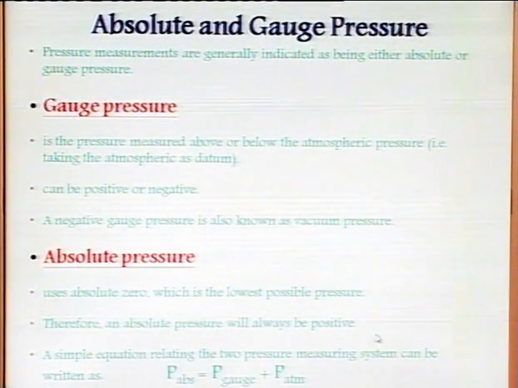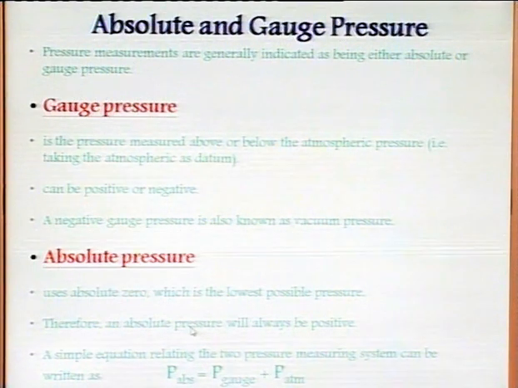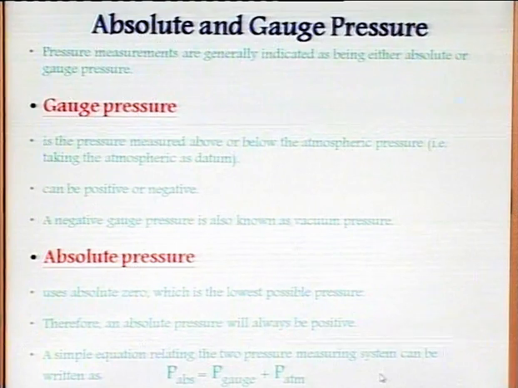It can never be negative, because absolute pressure starts from 0, it does not start from negative. Absolute pressure is equal to gauge pressure plus atmospheric pressure. P absolute is equal to gauge pressure P gauge plus P atmospheric.